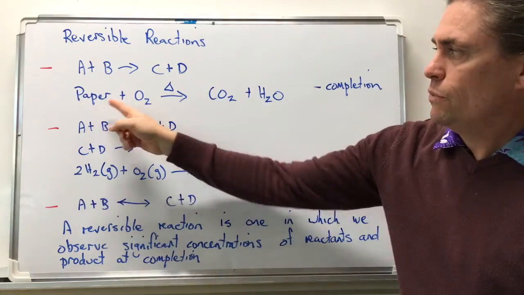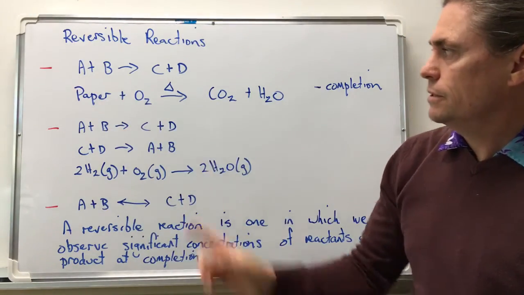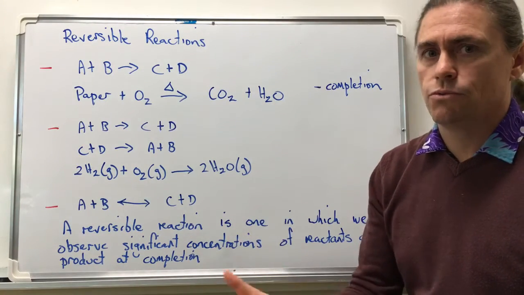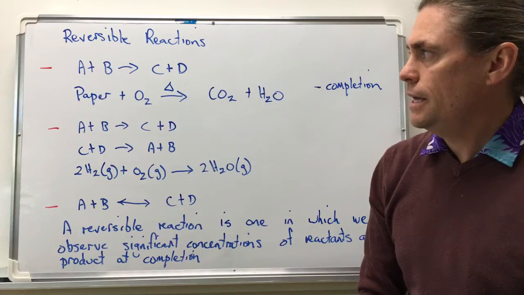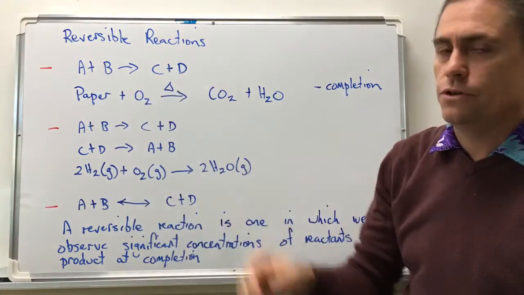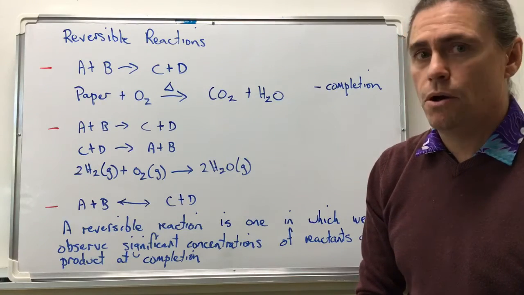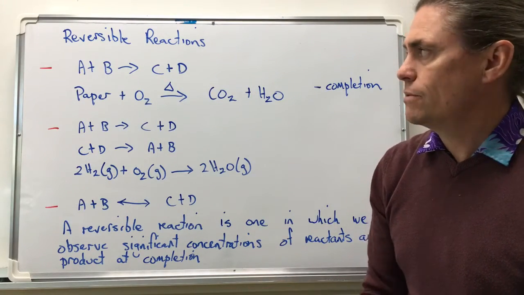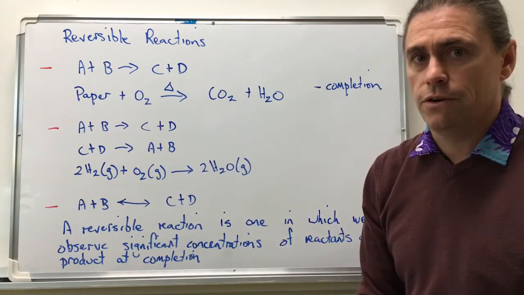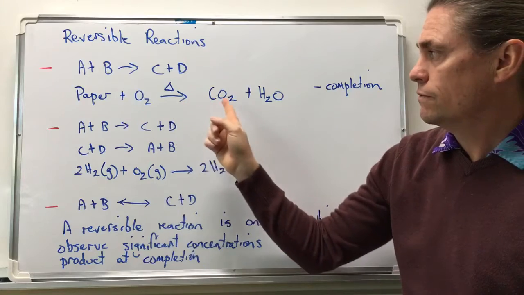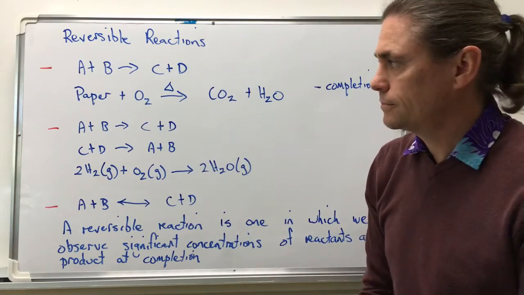As an example, if we burn paper in the presence of oxygen, we get carbon dioxide and water. And we're told that this reaction goes to completion. In other words, 100% of the reactants are used and converted to our products. Now, it is possible to get the reverse of this reaction, but to set this reaction up in reverse is very, very difficult. So we don't readily form paper and oxygen from carbon dioxide and water.